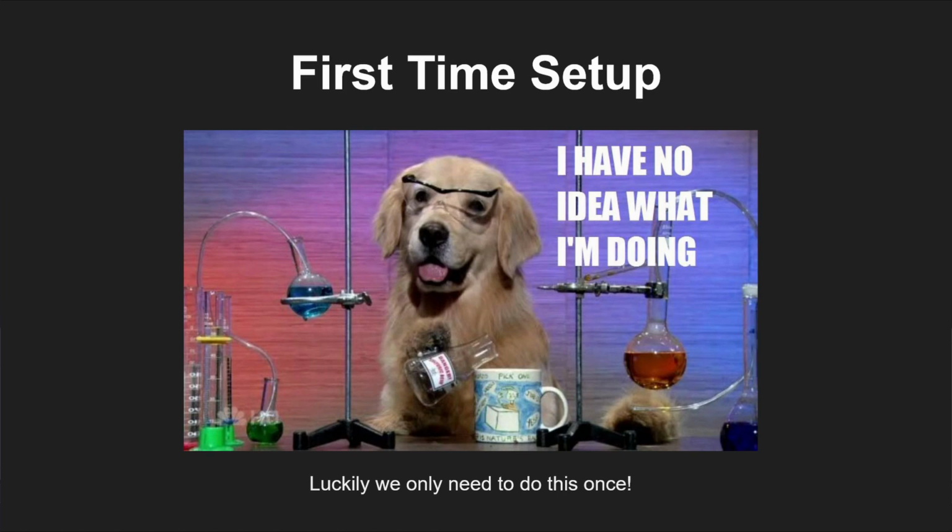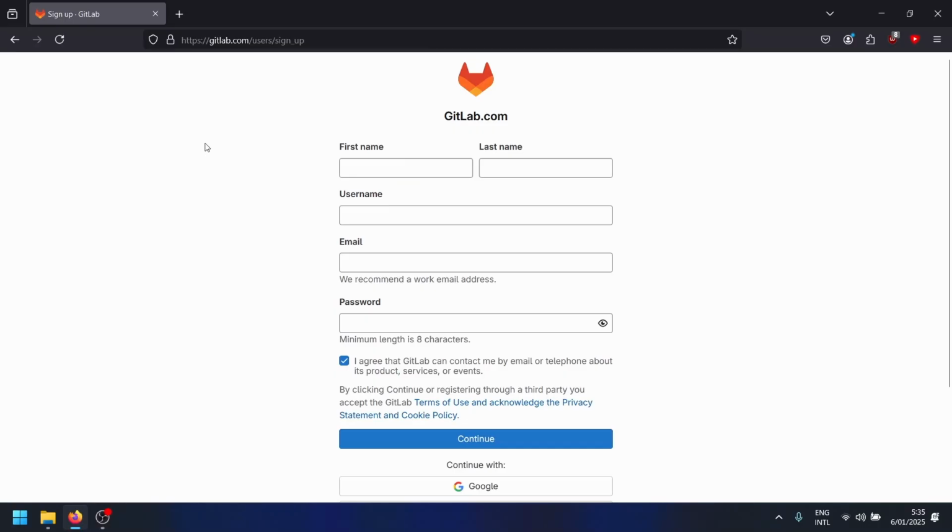A lot of these things will feel a bit scary. It's some scary software that you've never used before, but luckily we only need to do this once. After this is done, after everything works, uploading new versions and changing things is a whole lot easier. So let's get started. First, we will need a GitLab account. If you already have a GitLab account, you can just go to GitLab and sign in.